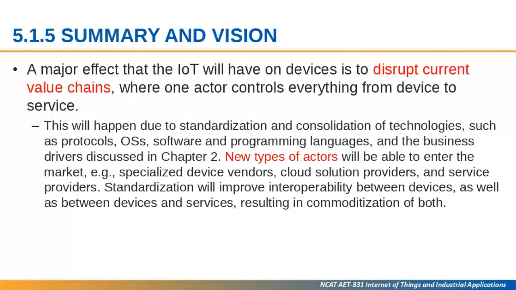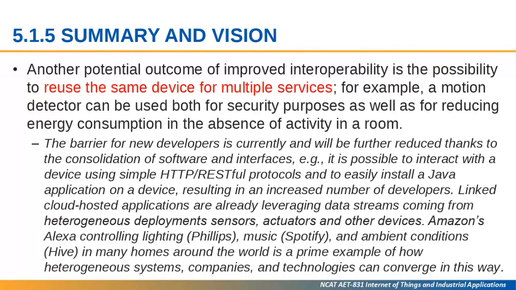And for IoT, the devices will disrupt the current value streams by introducing new types of actors. That is quite similar to the stakeholders in the system. Another potential outcome of improved interoperability is the possibility to reuse the same device for multiple services. For example, a motion detector can be used for security purposes as well as for reducing energy consumption in the absence of activities in a room. So this is the vision.